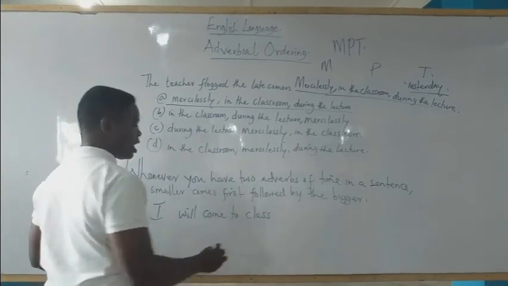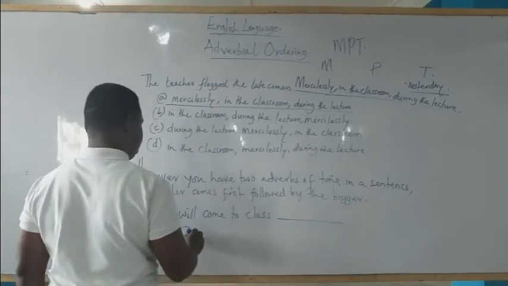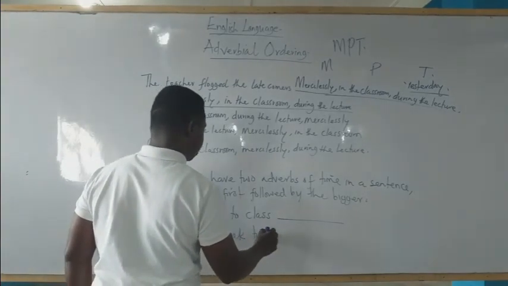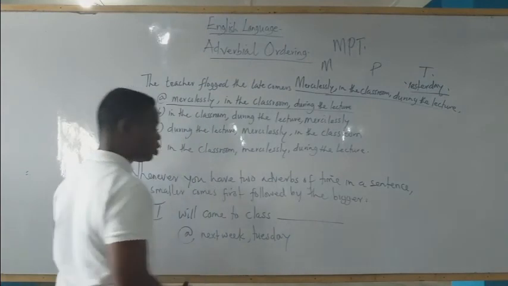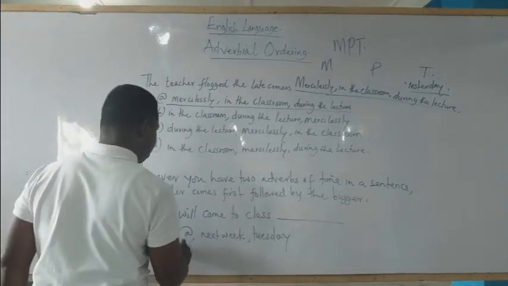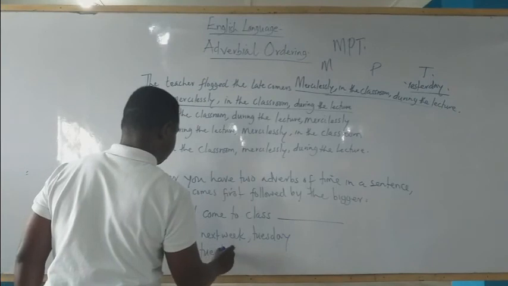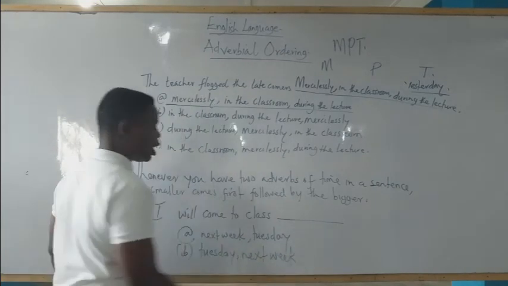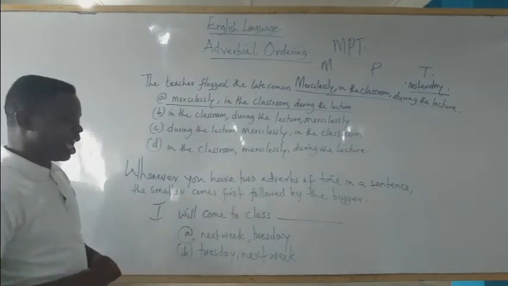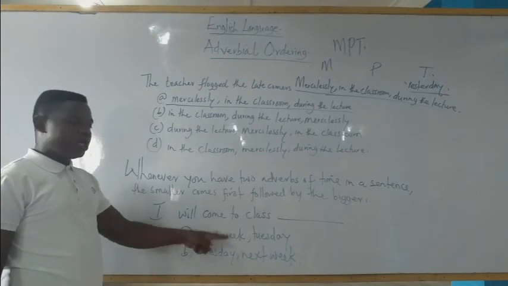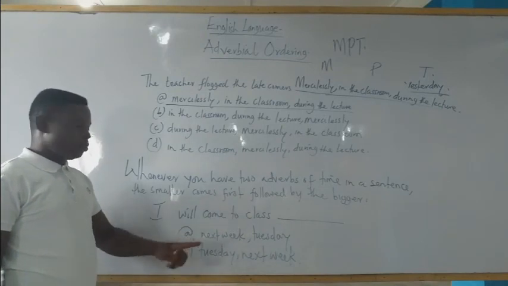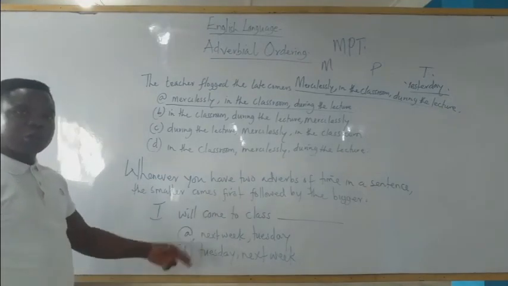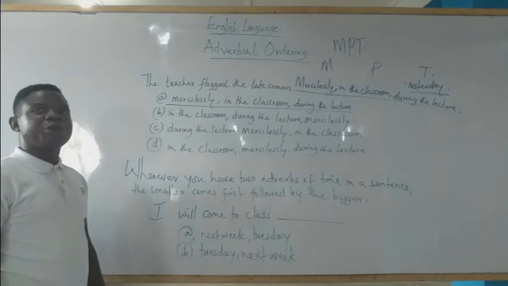Example, if I say, I will come to class, dash. Option A, next week, Tuesday. Then option B, Tuesday, next week. I will come to class, dash. Option A, next week, Tuesday. Option B, Tuesday, next week. Which of these two options do you think is the correct answer?